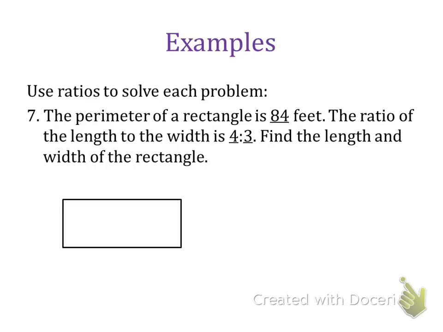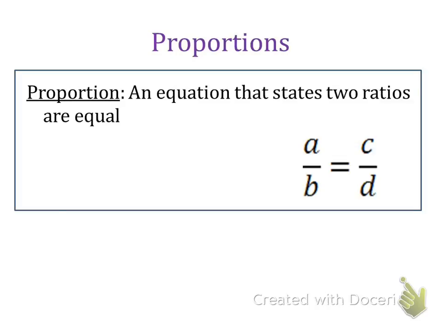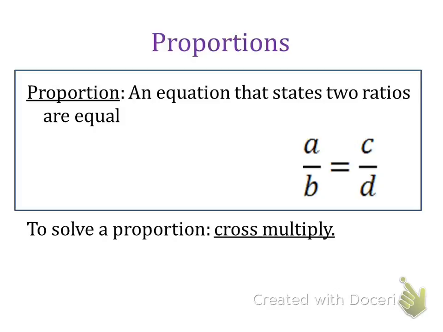Let's talk about today. So last week, Friday, we talked about ratios. Today we're going to get into what proportions are. Proportions is a combination of two ratios. So a proportion is an equation that states two ratios are equal. Anytime we want to solve a proportion, we're going to cross multiply. You should have two blanks in your guided notes. Cross multiply. That's what we're going to do. Cross multiply, then we will divide.